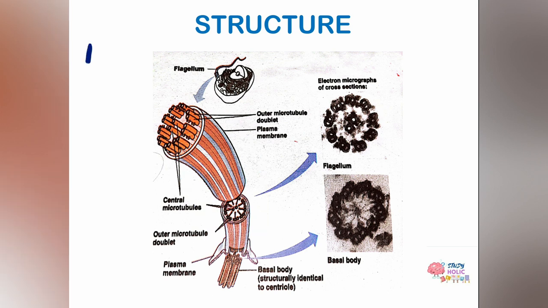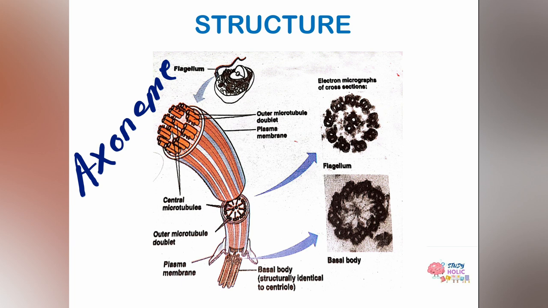Let me write over here, axoneme. This one, axoneme. The axoneme is basically present in the cytoplasm and the plasma membrane. It is enclosed in a spiral sheath. And that sheath is made of the cytoplasm and plasma membrane.